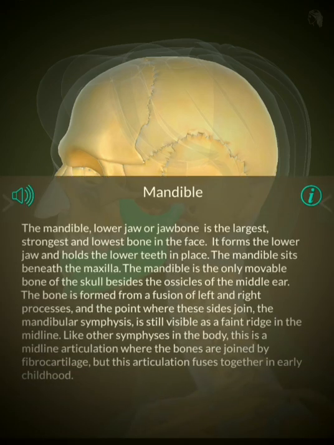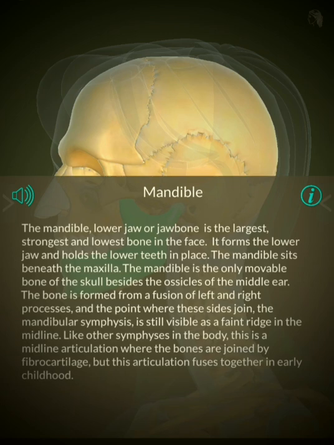The mandible, lower jaw or jawbone is the largest, strongest and lowest bone in the face. It forms the lower jaw and holds the lower teeth in place. The mandible sits beneath the maxilla. The mandible is the only movable bone of the skull besides the ossicles of the middle ear.